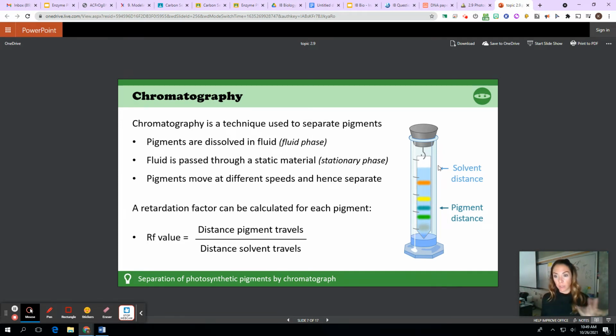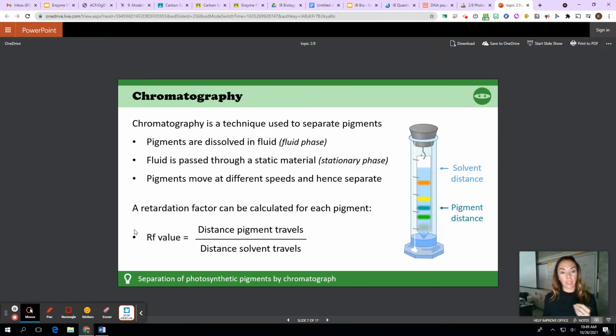That solvent is the thing that we are dissolving, and in this case, we're looking at a leaf, right? So the pigments, those leaves, you crush them up and then you dissolve it in a fluid, so it makes it into something that can move. And then it's passed through a static material. Like I said, some people are talking about doing this with paper towels. This is a fancy little strip here. And because pigments are different weights and different sizes, they actually move at different speeds and will separate. So you can actually look at the different pigments in a leaf by looking at this chromatography.